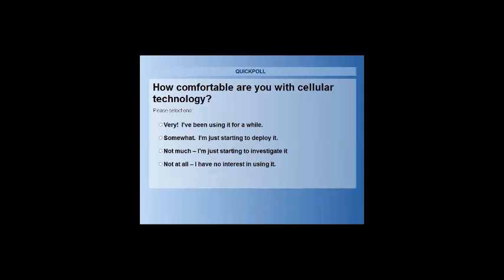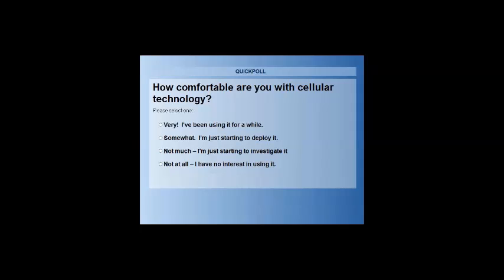Before we get into some more details here, I'd like to ask if you have ever used cellular technology at your facilities. I know some of you mentioned that you did in our first poll, but our question for this poll is, how comfortable are you with cellular technology? First answer is very, I've been using it for a while. Somewhat, I'm just starting to deploy it. Not much, I'm just starting to investigate. And not at all, I have no interest in using it.